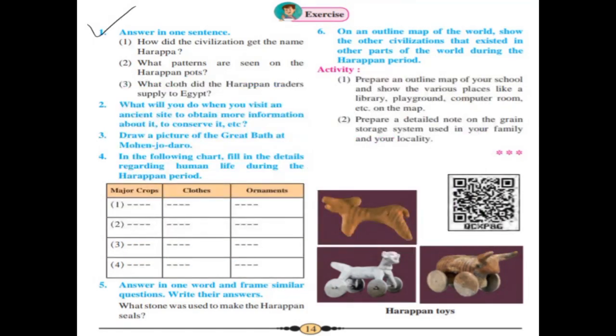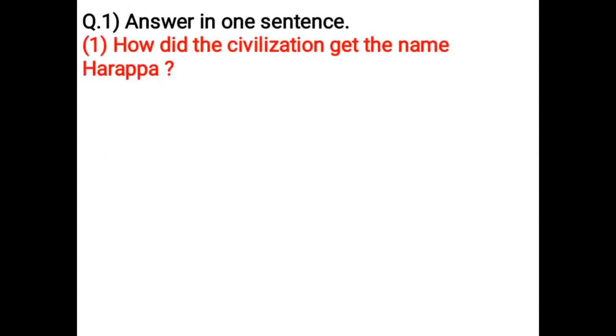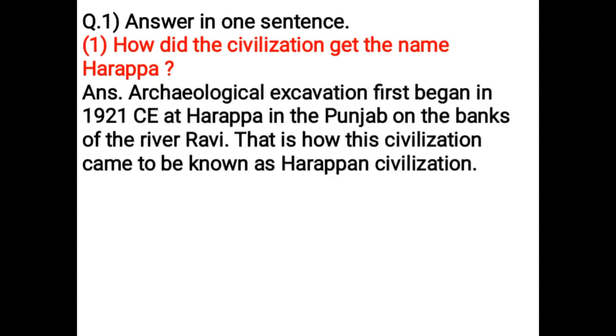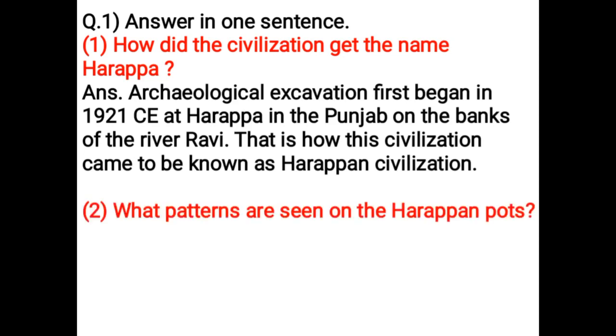Answer in one sentence. How did the civilization get the name Harappa? Archaeological excavation first began in 1921 CE at Harappa in the Punjab on the banks of the river Ravi. That is how this civilization came to be known as Harappan civilization.